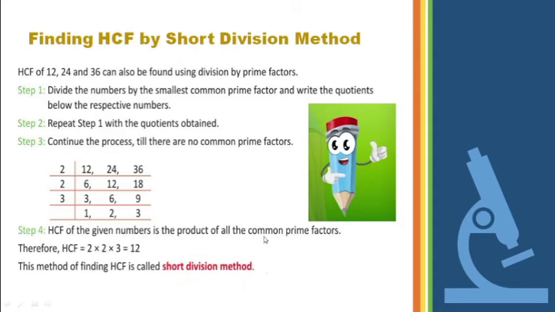Now the next step says, whatever the prime numbers you have used, 2, 2 and 3, you combine them and find the product of all the common prime factors. So see, we have taken 2 into 2 into 3, and multiplied it, it is 12. In the earlier prime factorization method also we have seen it was 12. Now this method which is related to division is considered the short division method. So this way we can find the prime factorization of the given numbers using the short division method.